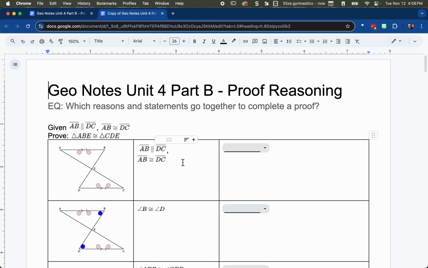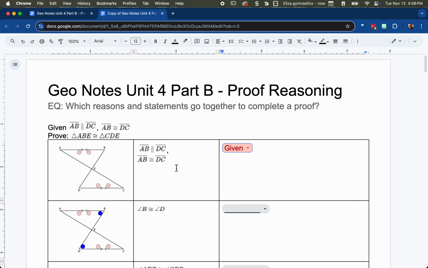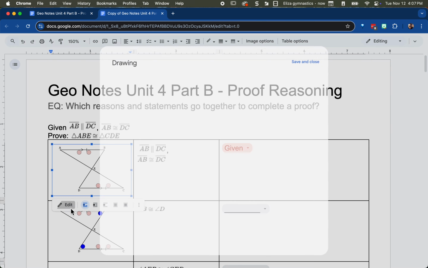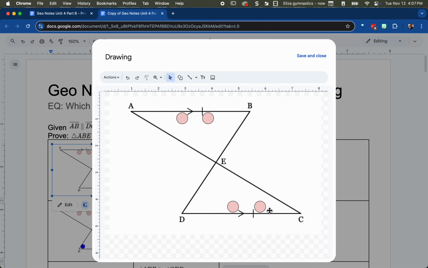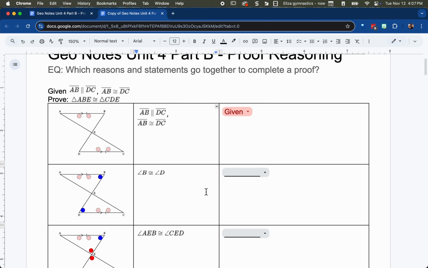All right, so in each of these, your first statement, your first reason should always be given, because it's just restating the information that you were given. And what you'll notice in the picture here is that these marked things are trying to show in the picture these things that are listed in the given. All right, now let's check this next one.